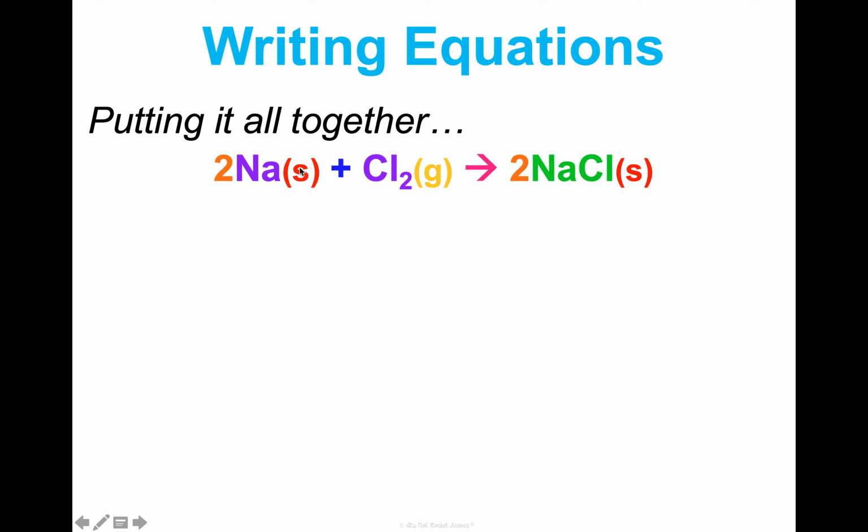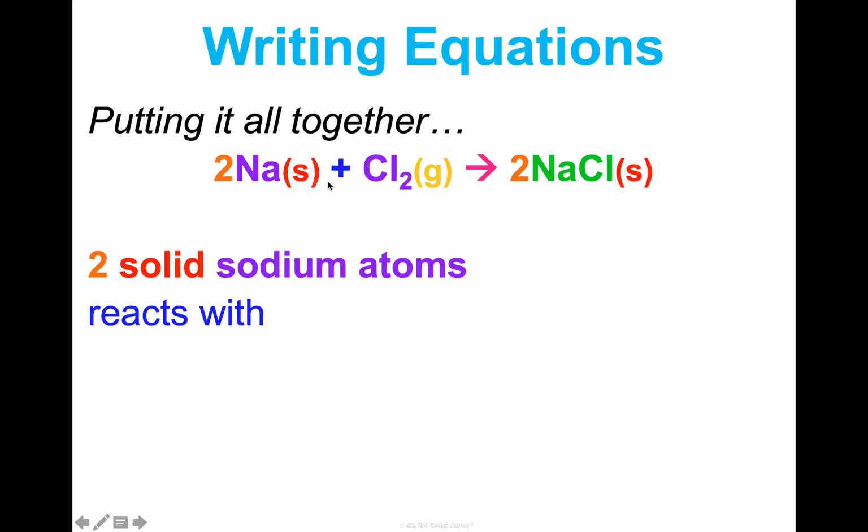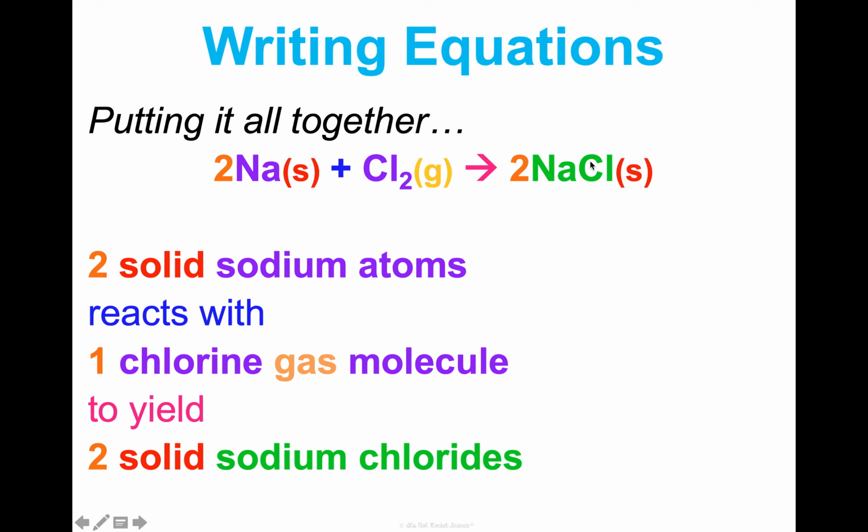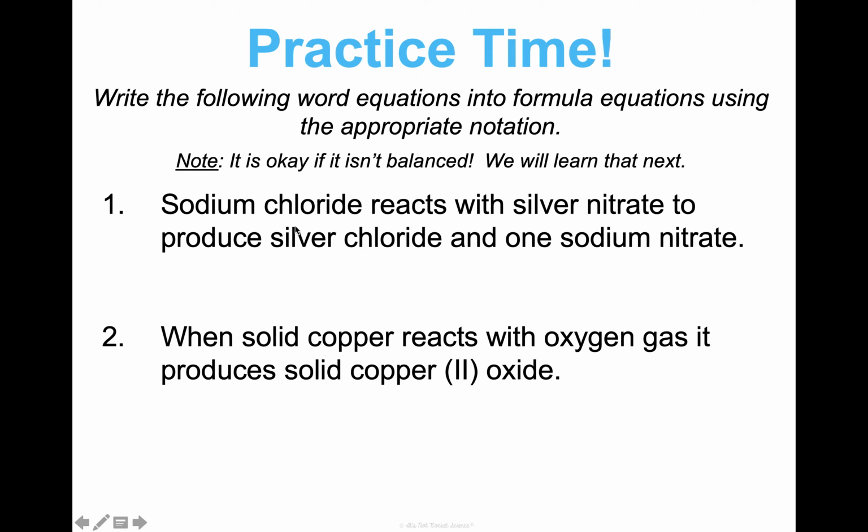So this is how this is read. This says 2 solid sodium atoms, or 2 sodium atoms that are solid, if you want to make sure you're going left to right, reacts with 1, because remember the 1's understood, chlorine gas molecule, to yield or make 2 solid sodium chlorides, or 2 sodium chlorides that are solid. That's how you would read this. Okay, now again, this gets easier with practice. So that's what we're going to do next on these next few slides.